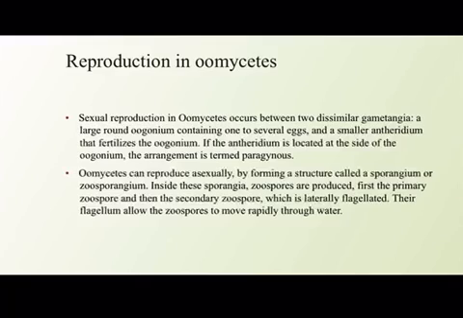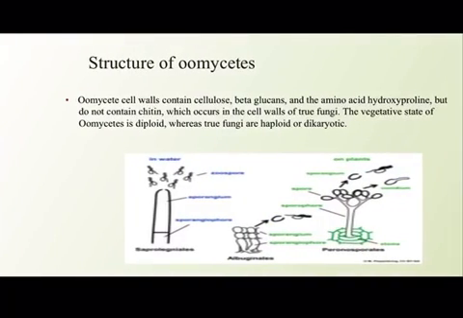Oomycetes can reproduce asexually by forming a structure called a sporangium or zoosporangium. Inside the sporangia, zoospores are produced, first the primary zoospores and then the secondary zoospores, which are laterally flagellated. The flagellum allows the zoospores to move rapidly. Coming to the structure of oomycetes, basically, the oomycete cell wall contains cellulose, beta-glucans, and the amino acid hydroxyproline, but does not contain chitin, which occurs in the cell wall of the true fungi.